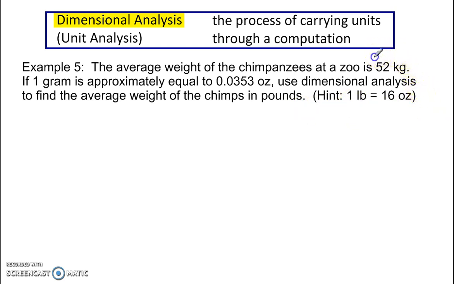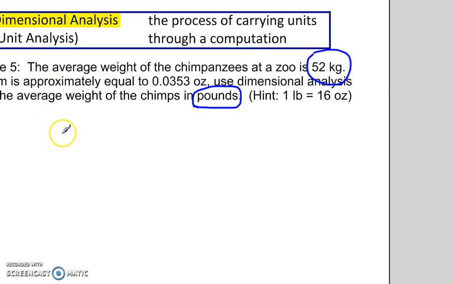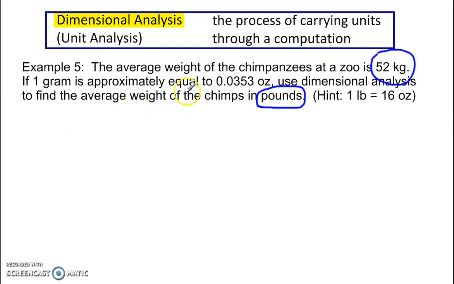Okay, so if we want to go from kilograms and end up with pounds, we need to cancel out the units. In order to cancel out a unit, it means divide by a number that has that unit. So if we have 52 kilograms, we're going to start with 52 kilograms over 1. Now we're going to have a set of fractions until we finally get pounds on top.